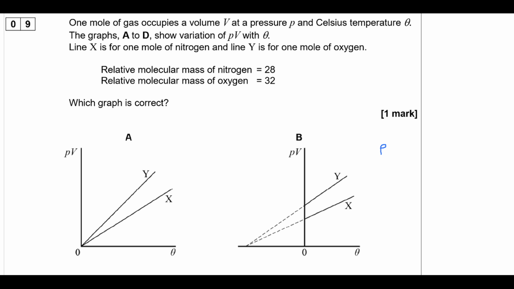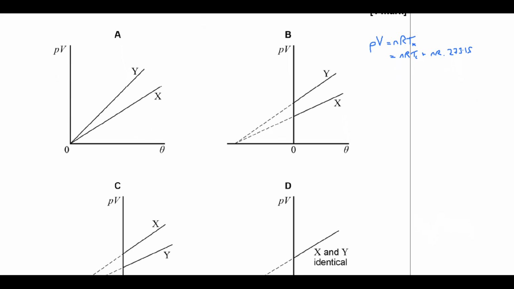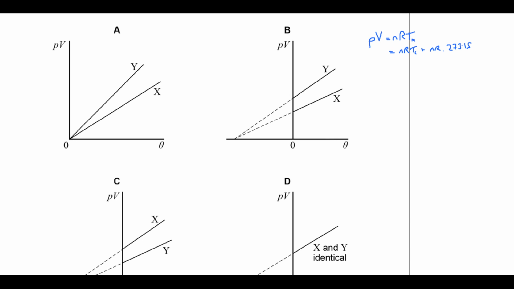Okay, so if the temperature is in Celsius, remember our equation PV is equal to nRT in Kelvin, so that's equal to nRT in Celsius plus nR times 273.15 there. So now that gives us temperature in Celsius. So let's put a subscript K there.